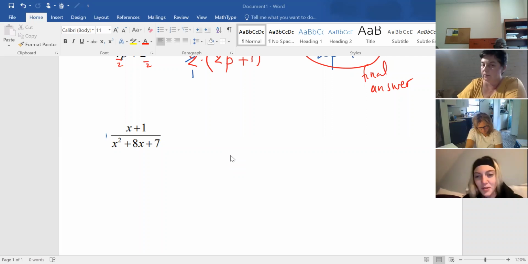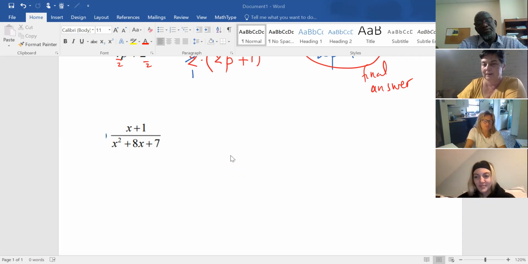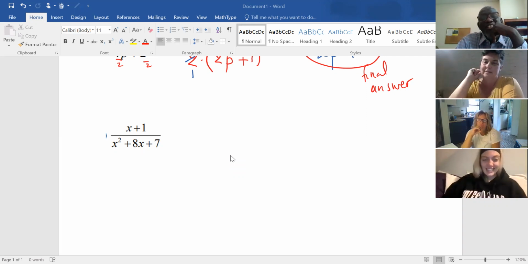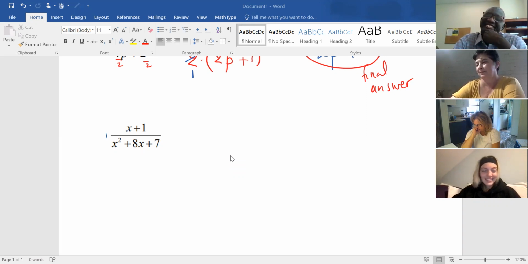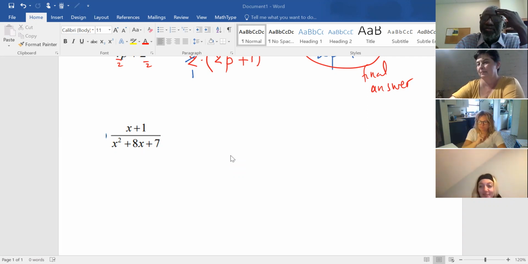Are they supposed to be factorable? Maybe not the numerator, right? Maybe not the numerator, but the denominator, I think is. That's a good question. I don't know how to do it.